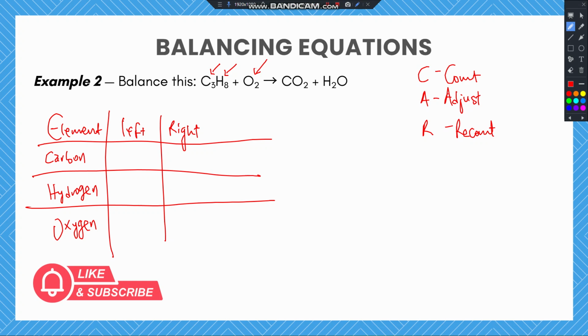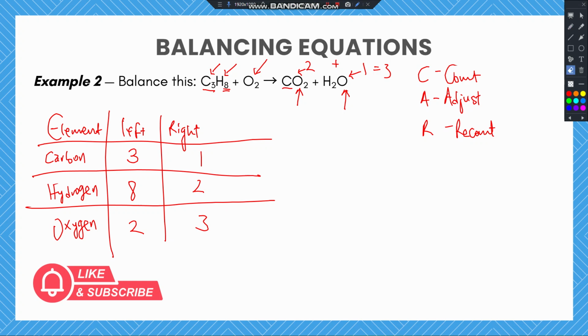For carbon on the left side, I have 3 atoms. You can see it over here. And on the right side, I have just 1 atom. For hydrogen on the left side, I have 8 atoms by this subscript. On the right hand side, I have 2. And for oxygen, I have 2 on the left, and on the right side you can see oxygen appears here and also appears here. Over here it has 2 atoms and over here it has 1. So altogether we have 2 plus 1, which gives us 3 atoms. So the equation is not balanced.